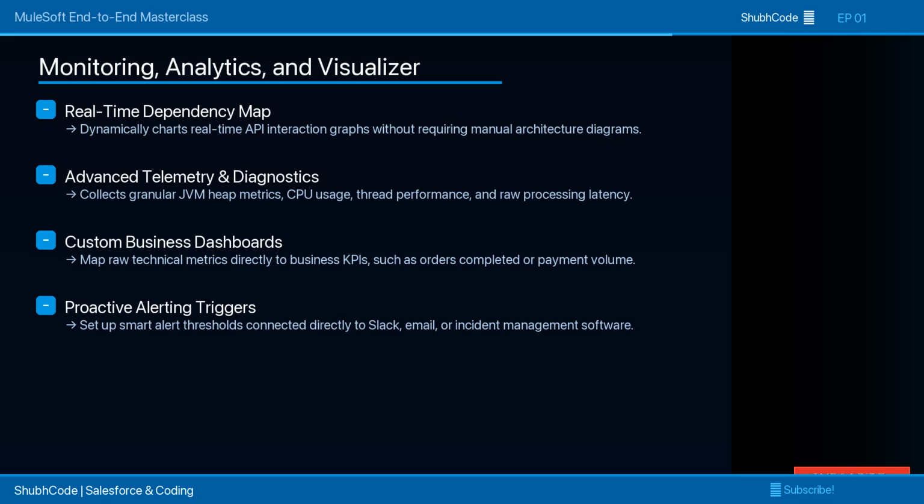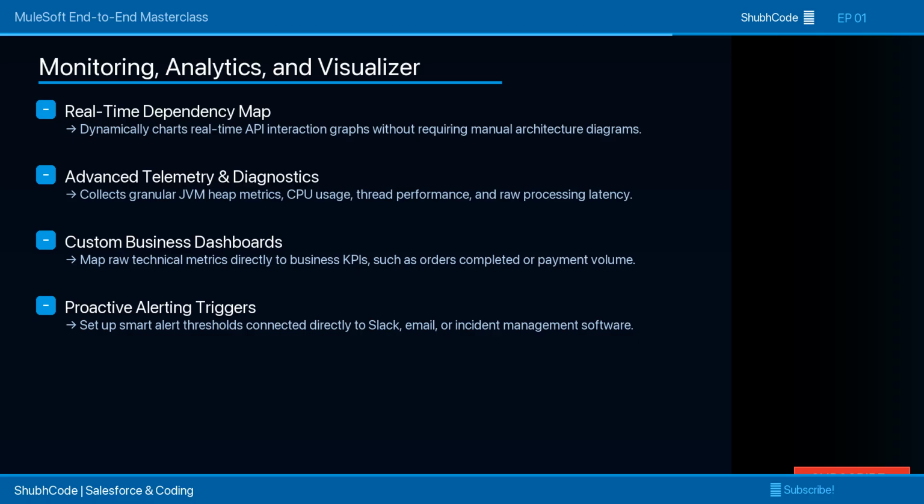Once your APIs are deployed and running, how do you verify that your application network is healthy? This is where Anypoint Monitoring and Visualizer come into play. Anypoint Visualizer automatically constructs a dynamic, real-time graphical dependency map of your entire API-led network by analyzing inbound and outbound metadata headers traversing your runtime instances. It allows you to filter by average response times, error rates, and throughput, instantly highlighting performance bottlenecks across your system, process, or experience layers.